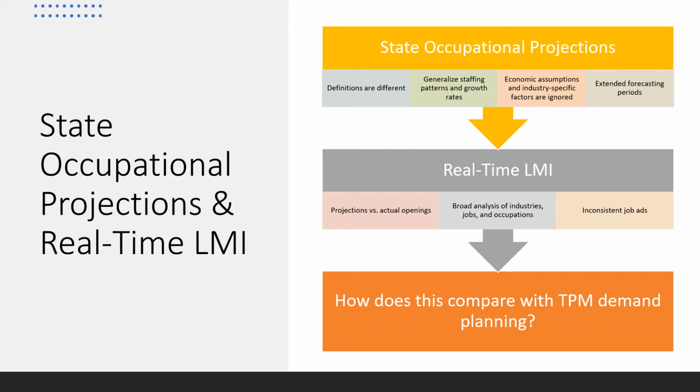When you have collected your TPM data, it's still a good practice to compare it to your state and occupational projections or your real-time LMI, but you should not rely solely on those resources. The reason being, TPM is set between a 12 and 18-month time period, whereas state projections are taken out over a 10-year time period. And they do not take into consideration what your current economic development needs are within your region.